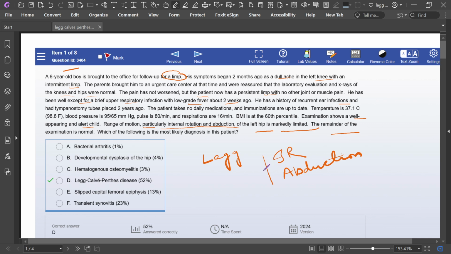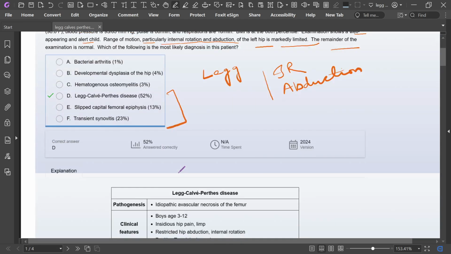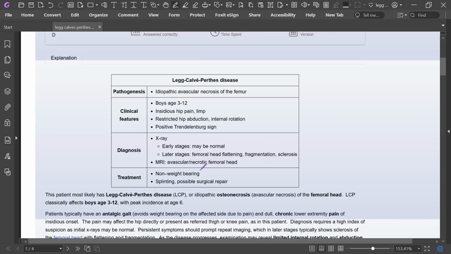Probably it is Legg-Calvé-Perthes disease. I have to differentiate between these three, which are close to one another. In Legg-Calvé-Perthes disease, it's an idiopathic avascular necrosis of the femoral head.